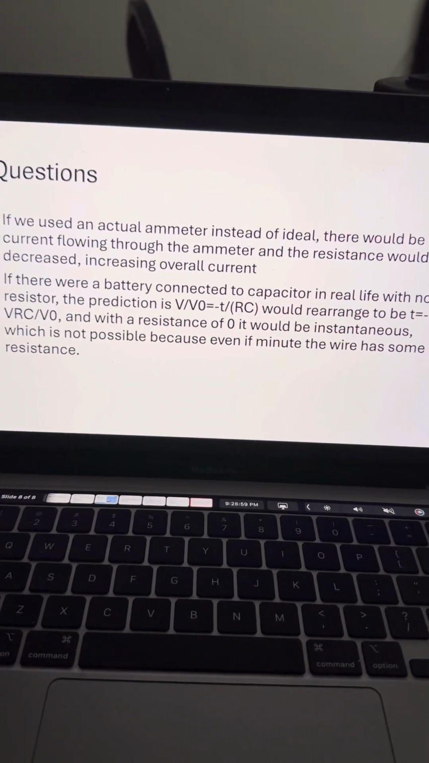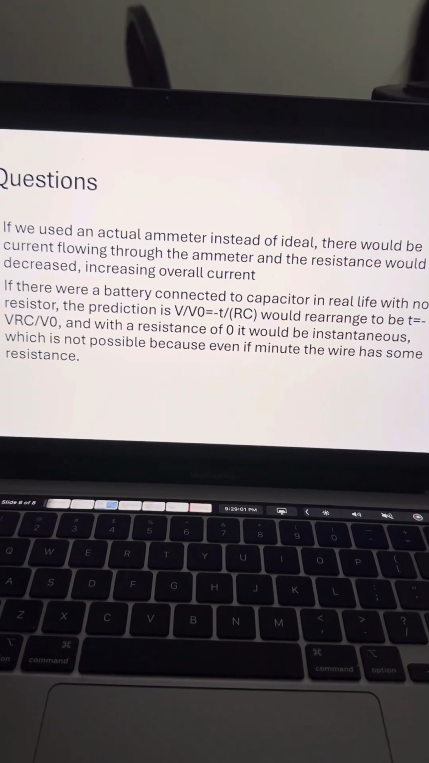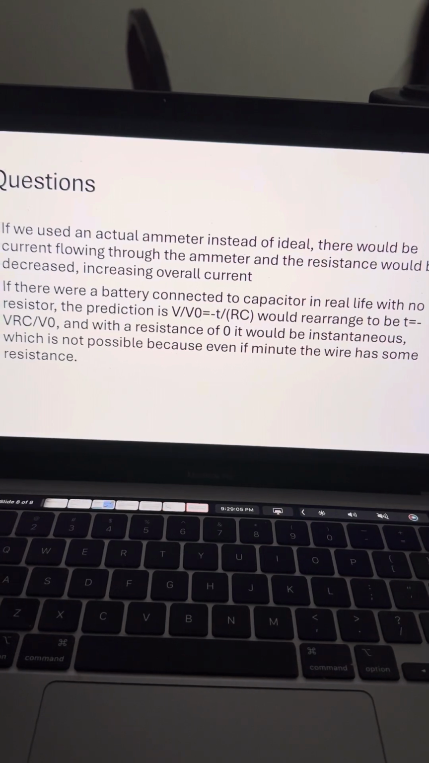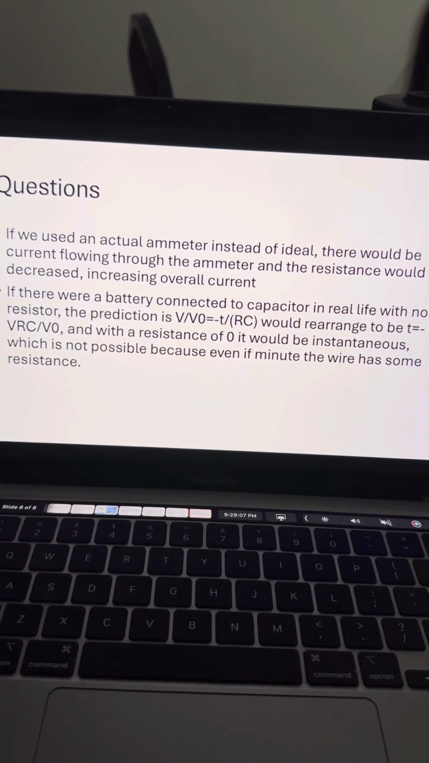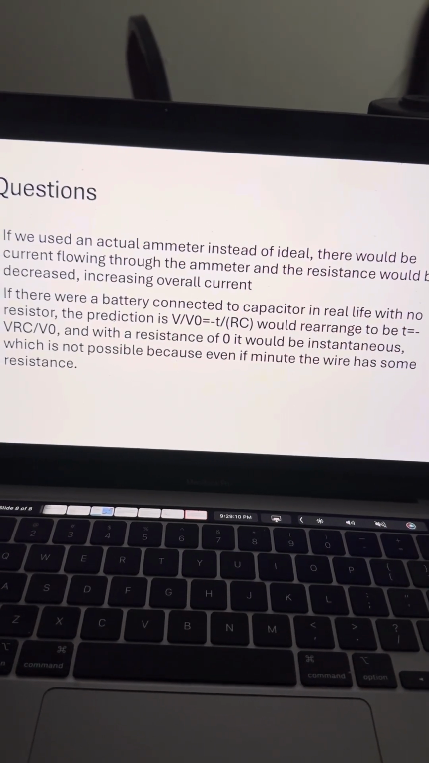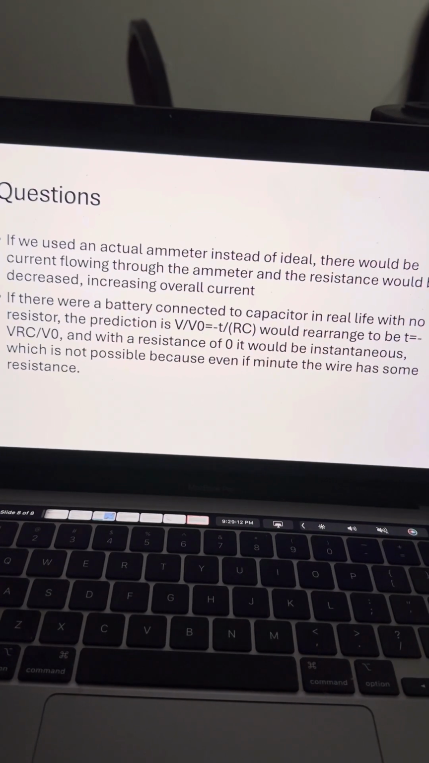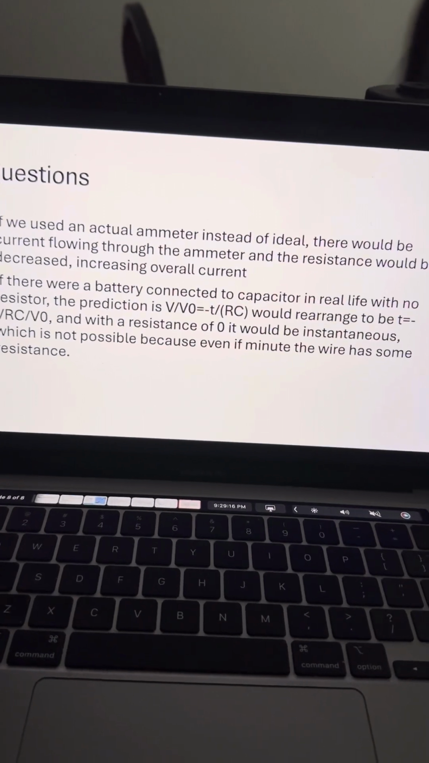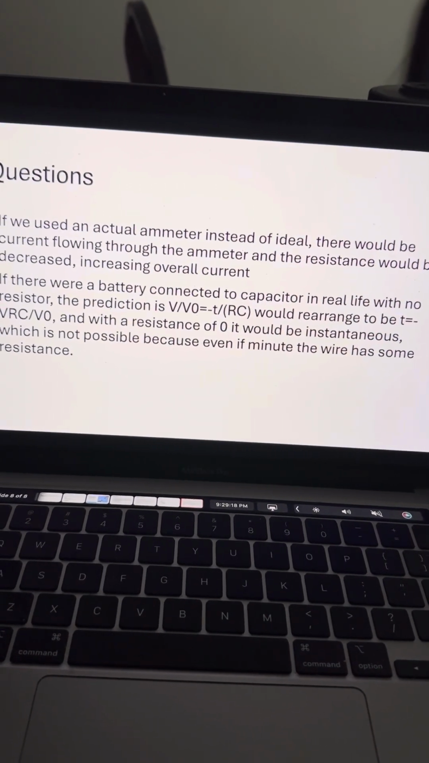If there was a battery connected to a capacitor in real life with no resistor, the prediction that V over V naught is negative T over RC would rearrange to be T equals negative VRC over V naught. And with a resistance of 0, it would be instantaneous, supposedly, which is not possible because even if minute, the wire has some resistance.